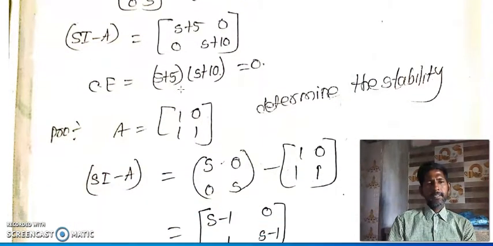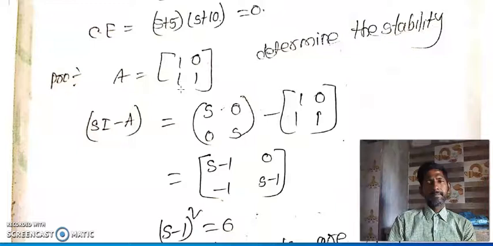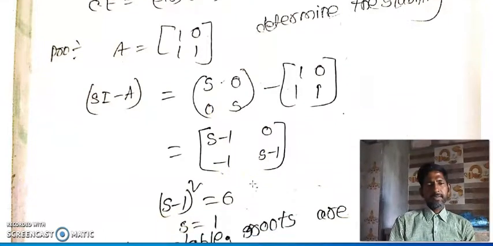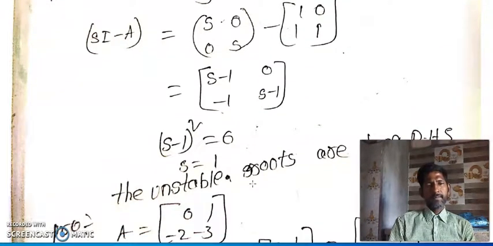Let matrix A be [1, 0; 1, 1]. Find the stability. We need to use the characteristic equation |sI minus A|. Writing it out, we get [s minus 1, 0; minus 1, s minus 1]. So (s minus 1) whole square is equal to 0, so s equal to 1.